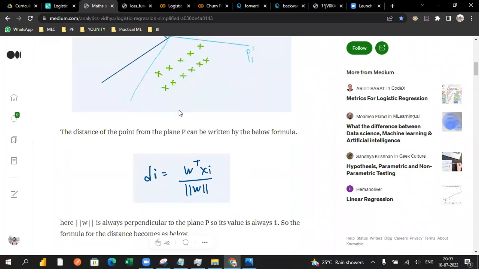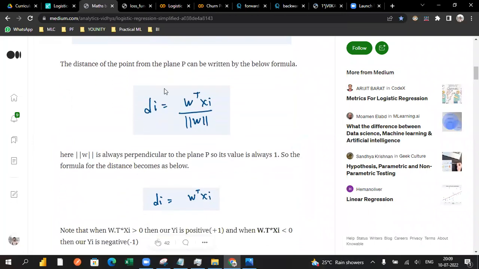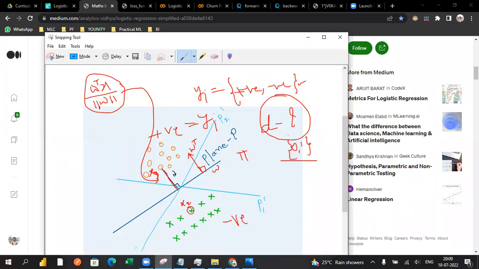He explained it very brilliantly with respect to some of the equations like this. So the distance between a point and the hyperplane is W transpose Xi divided by the norm of W. We're just calculating the total norm of W, right? So if you take the distance between a point and the plane, it is almost perpendicular, like we just discussed, with respect to the norm of W. So it is also perpendicular.